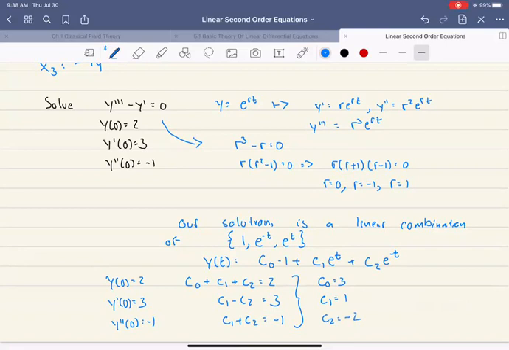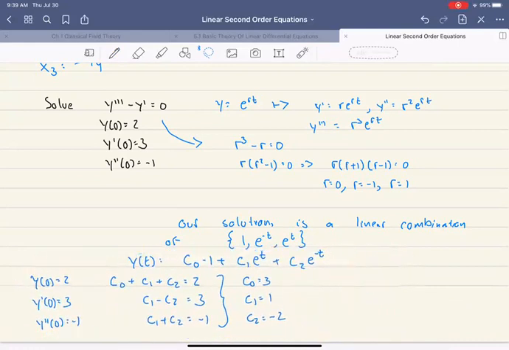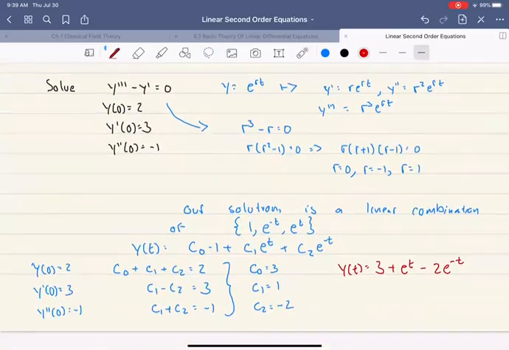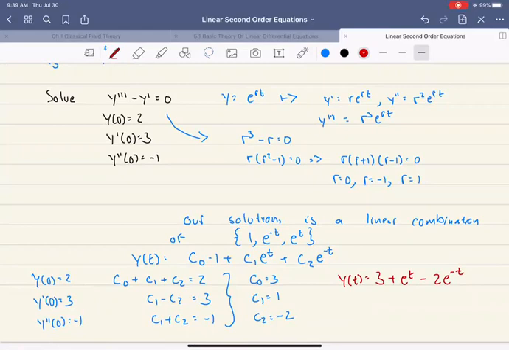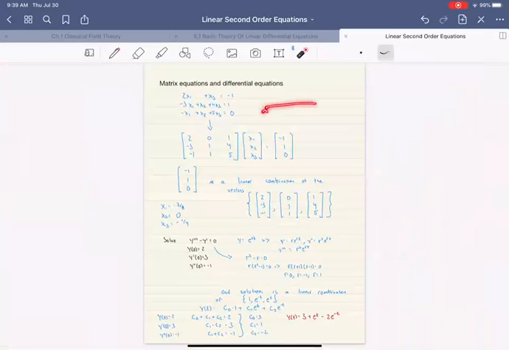So our general solution is y of t equals 3 plus e to the t minus 2e to the negative t. The theory behind how we're going to approach this differential equation is intimately related to the theory of how we approach solving this problem.